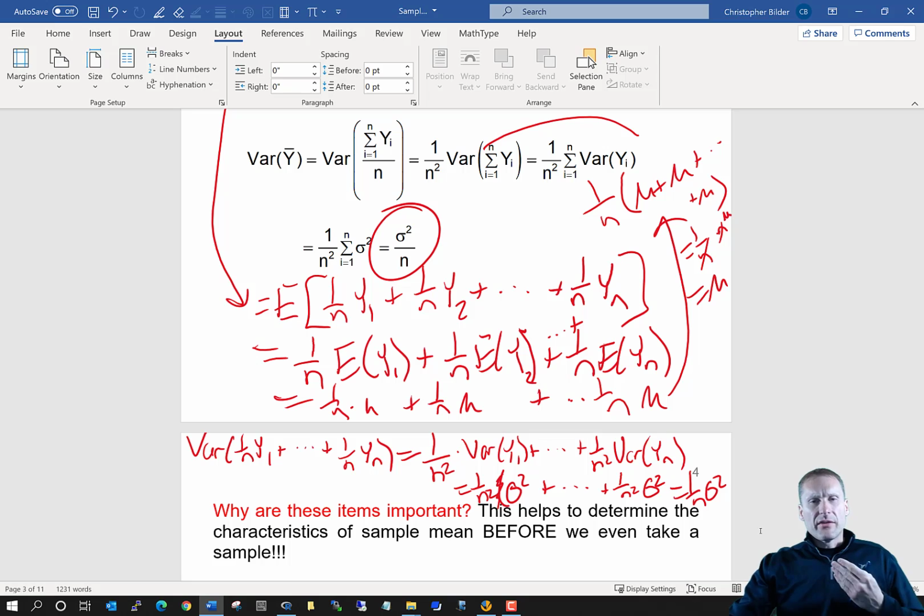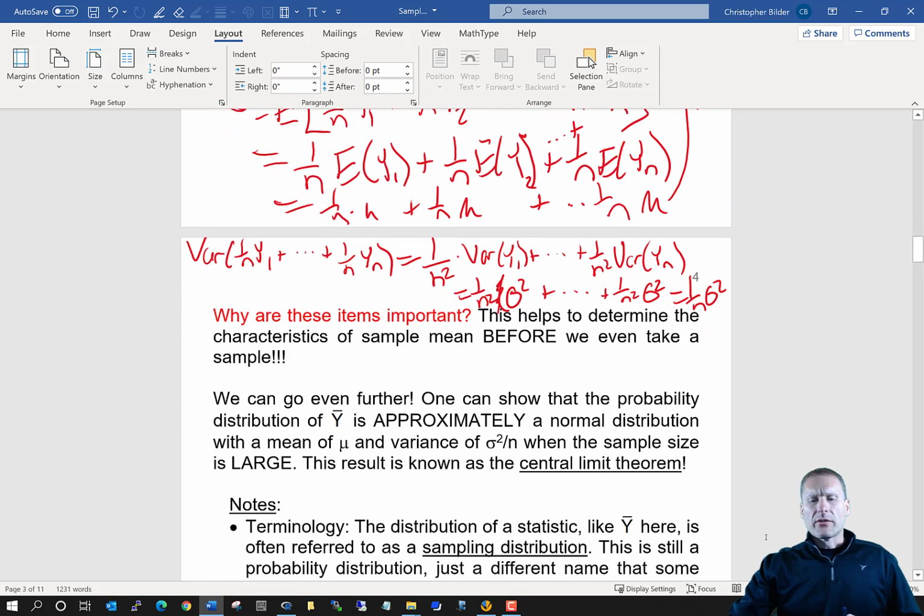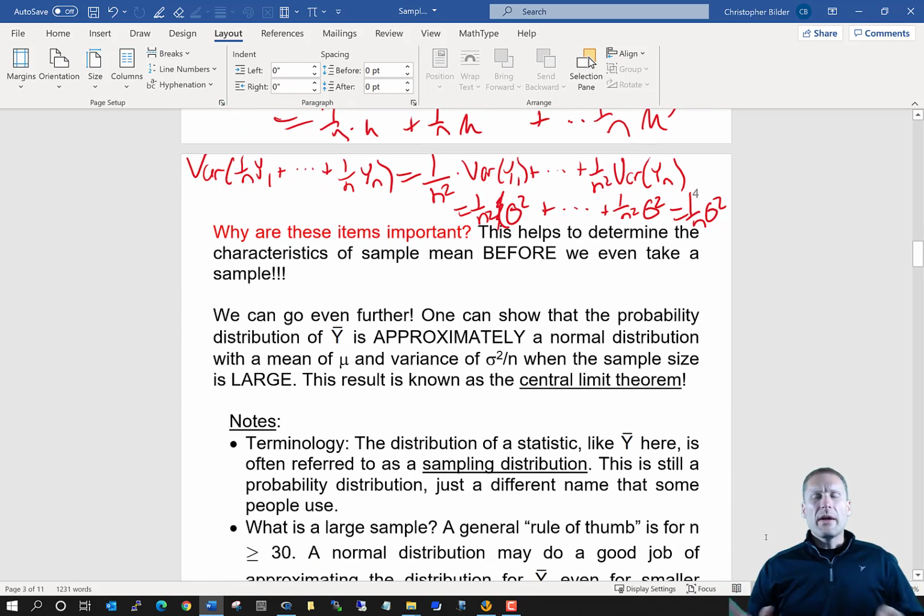So this is a very important result, because before we take the sample, we know what I expect y bar to be on average and what I expect the variance to be as well. And if I also want to control the variability of possible values of y bar, what should I do? Well, take as large a sample as I can, because that will lower the variance of y bar.